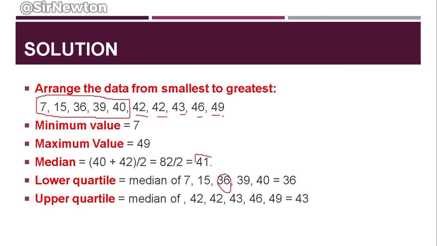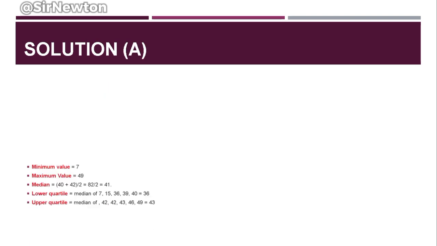And we'll find the median of those numbers. The median of 42, 42, 43, 46, 49 is given by 43. So the median of 42, 42, 43, 46, and 49 is 43. Now when we are done, we will move on.